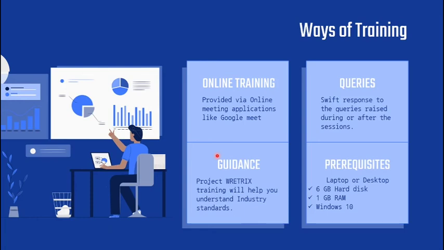Prerequisites from the candidates. As I already mentioned, we'll be using SQL Server 2019 throughout this course. I expect the candidates to have a laptop or a desktop, basically a PC with 6 GB hard disk, 1 GB RAM, running on Windows 10. If you need more information on the specifications you would need to install SQL Server 2019, you can look on the Microsoft website. If you Google it, it will come up and give you the minimum specifications that you need. That's what I expect a candidate to have at the minimum to learn SQL Server.